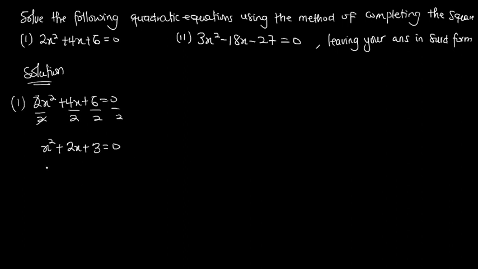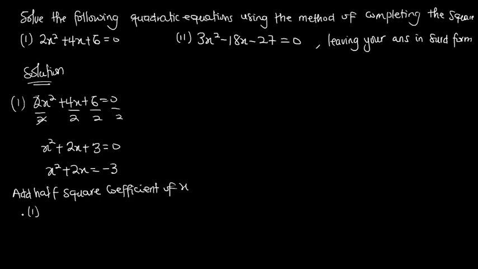Right, so from here I need to rewrite this expression. So I have x squared plus 2x is equal to negative 3. I send the 3 to the other side of the equal to sign. Now I add half the coefficient of x, squared. So half of 2 will be equal to 1. So I square 1.